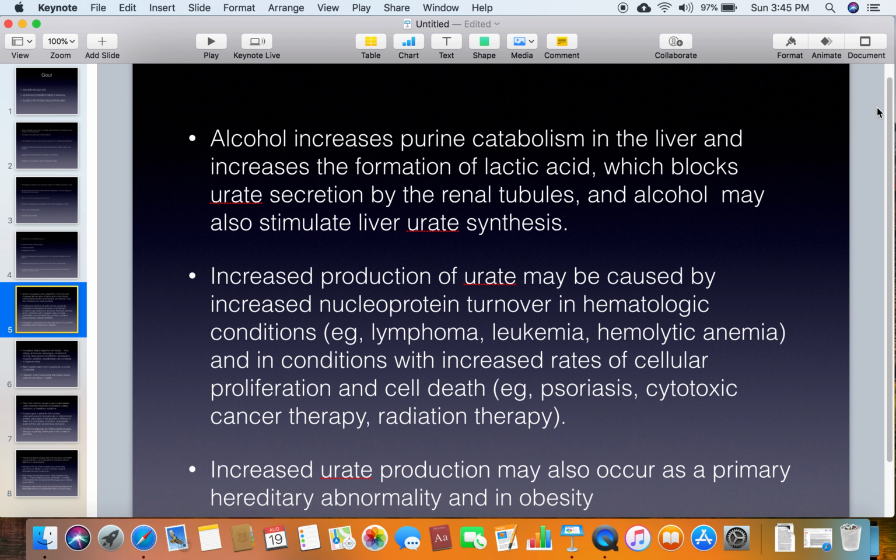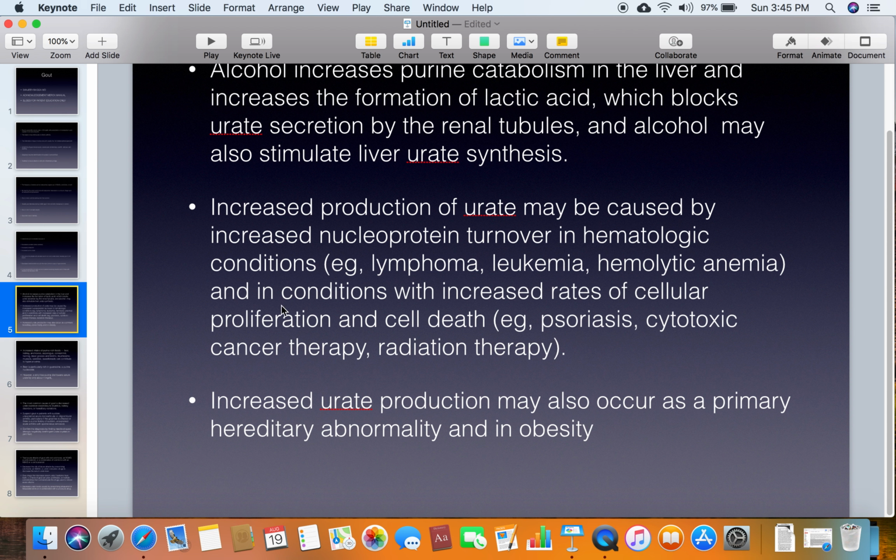Additionally, the increased production of uric acid or urate may be because of increased turnover of nucleoproteins in some blood conditions such as lymphoma, leukemia, and a condition called hemolytic anemia, where there is a breakdown of the red blood cells, and in conditions where there is increased production of cells and cell death, such as psoriasis, those who are on cancer chemotherapy and radiation therapy. Additionally, as I mentioned, this could be a hereditary problem, or this is also seen in obese people.